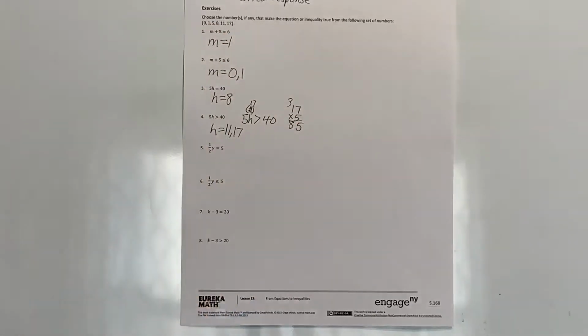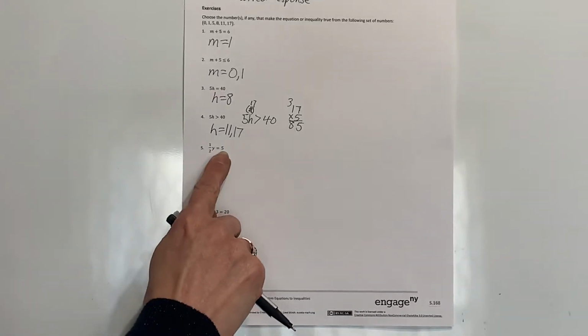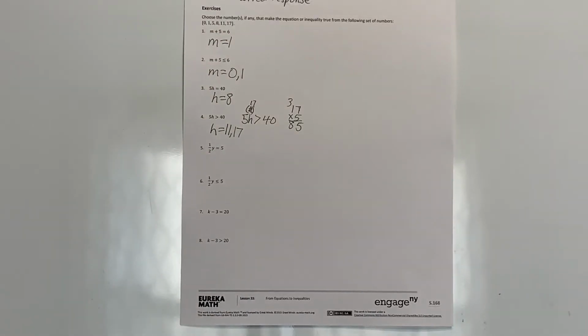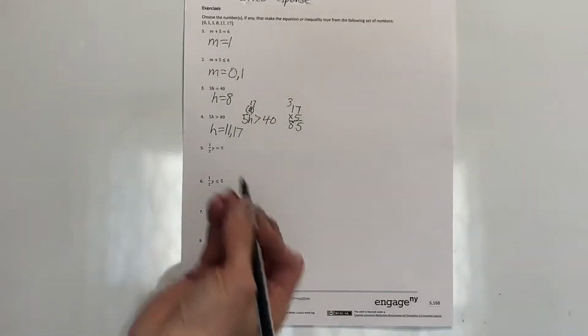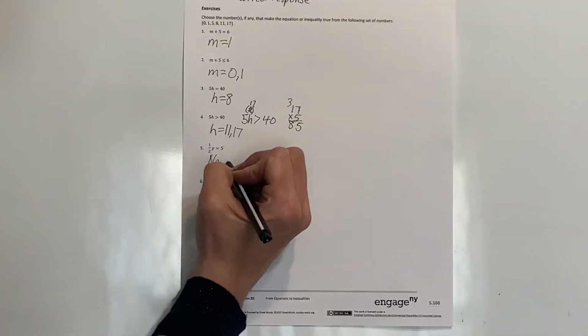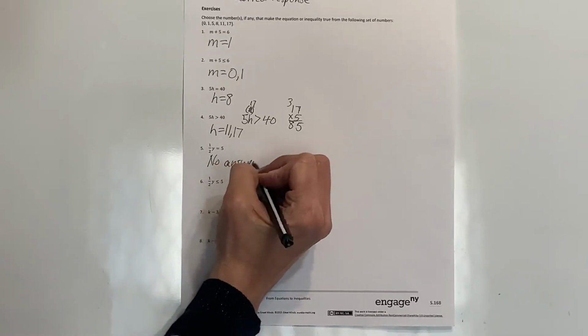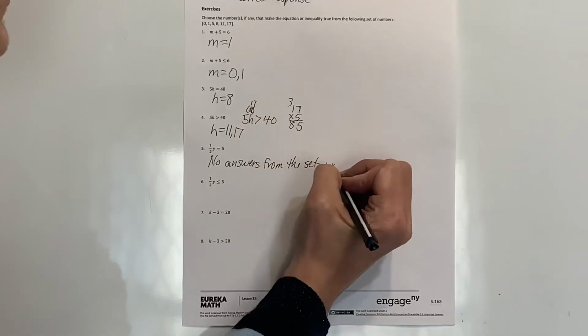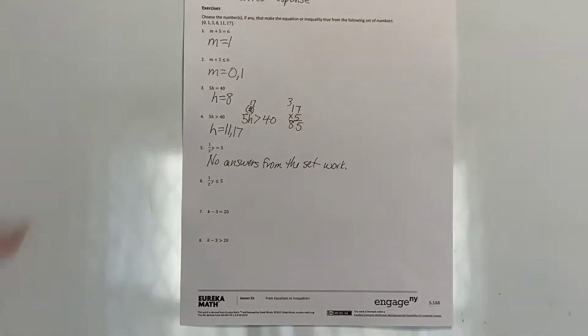So what about 11? If I make half of 11, well, I know half of 10 is 5. Half of 11 would be more than 5. That would actually be 5 1/2. And that's bigger, so I know 17 won't work either, because half of 16 is 8. So that's going to be more than 8. So no answers from the set work. None of these numbers from the set work.